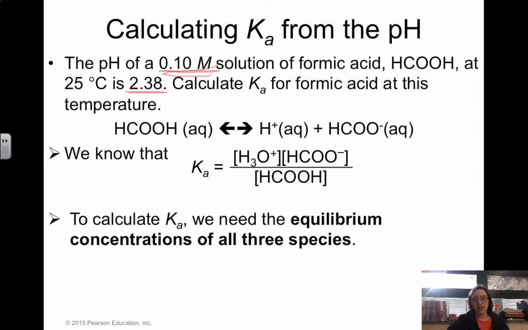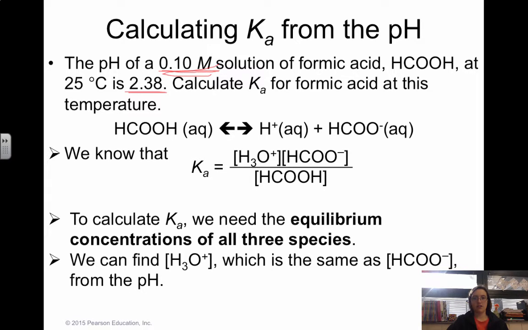Then, to calculate Ka, we need the equilibrium concentrations of all three of these. So we're going to make a nice table. We know our initial concentration. Initially, we don't have any ions, right? It hasn't ionized yet. Then we somehow need to find the equilibrium concentration based on what they've given us. Well, they give us pH, and the pH, again, gives us the equilibrium concentration of H+.